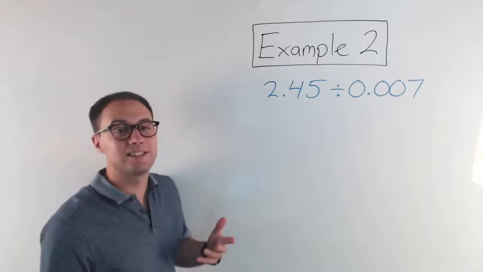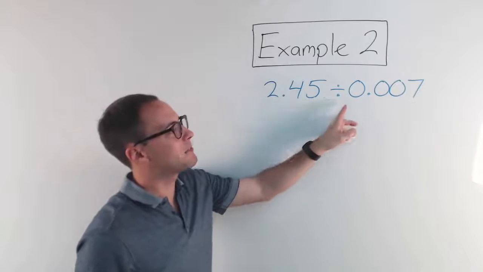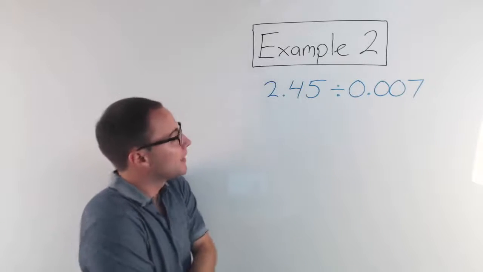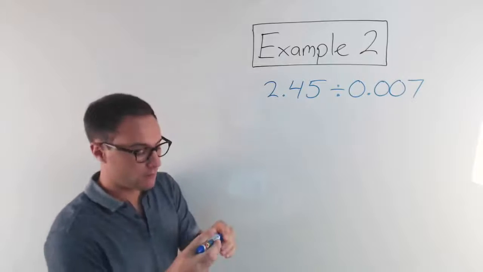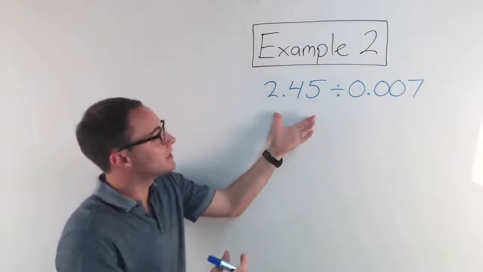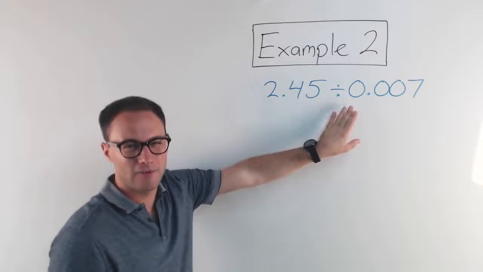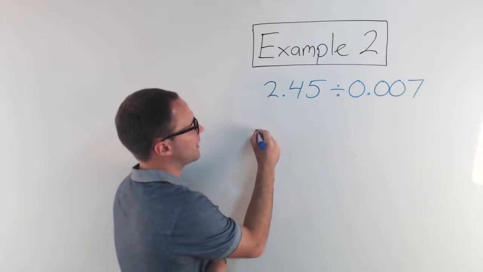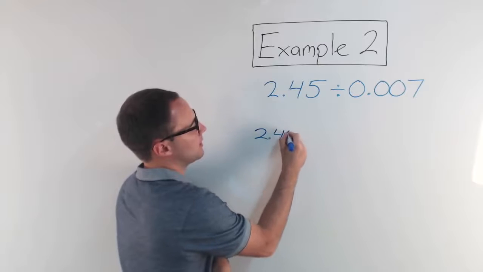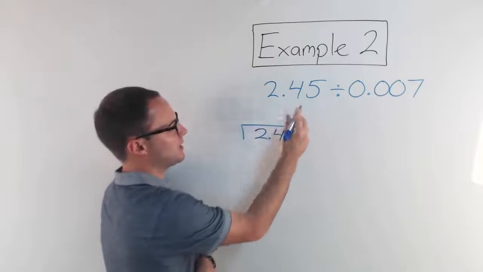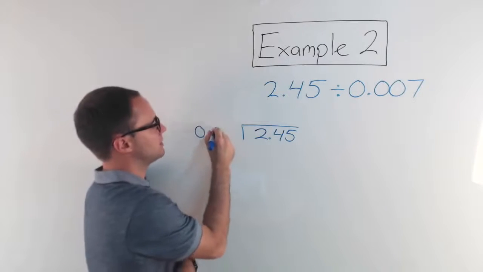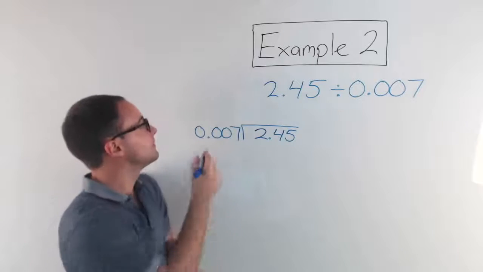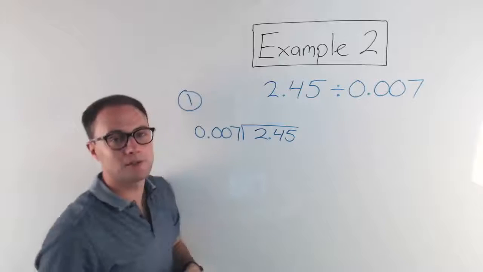All right, here's our second example. 2.45 divided by 0.007, or 7 thousandths. So again, first thing we're going to do is rewrite it. Instead of like this, we're going to write it like with long division. So the 2.45 is being divided by 0.007. So that's your first step, right? First step is to rewrite it.